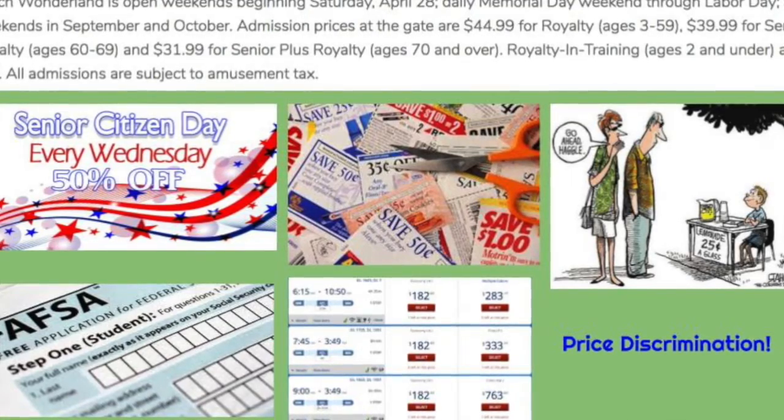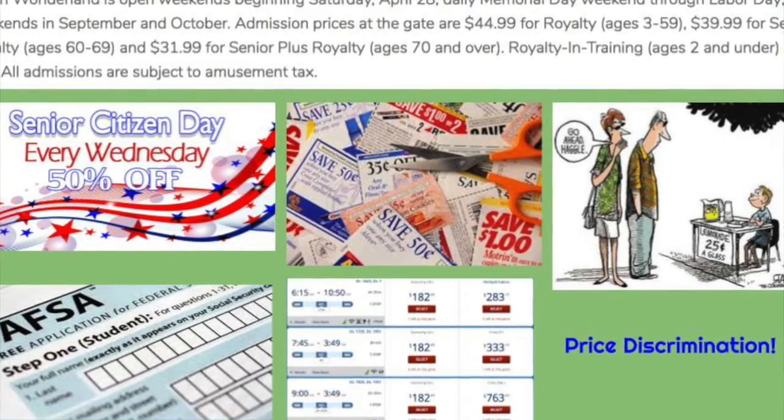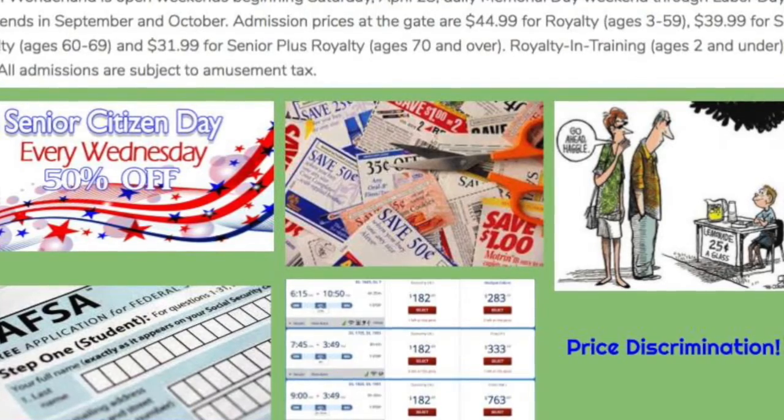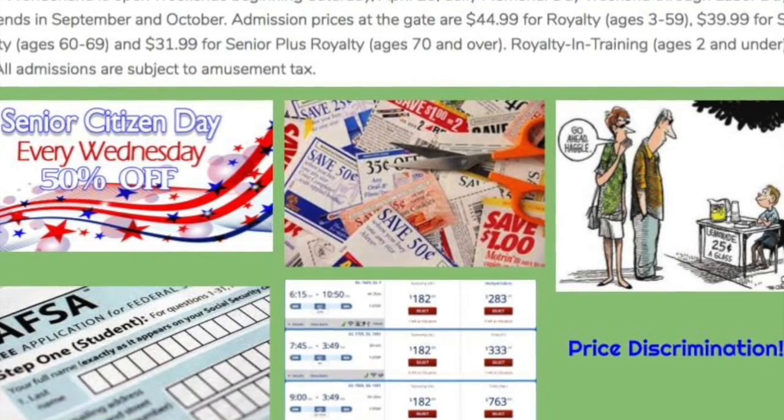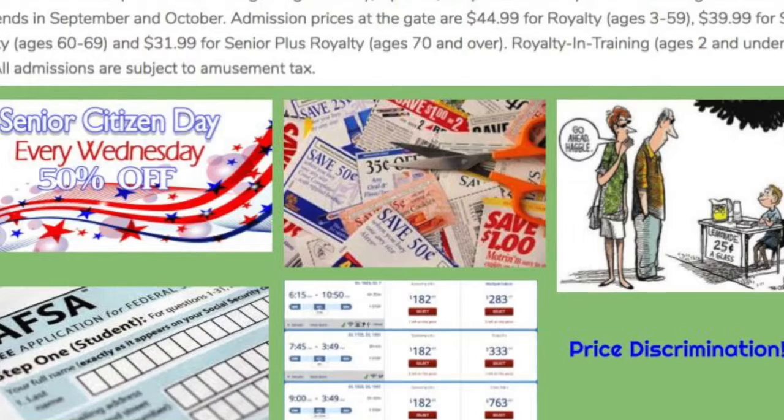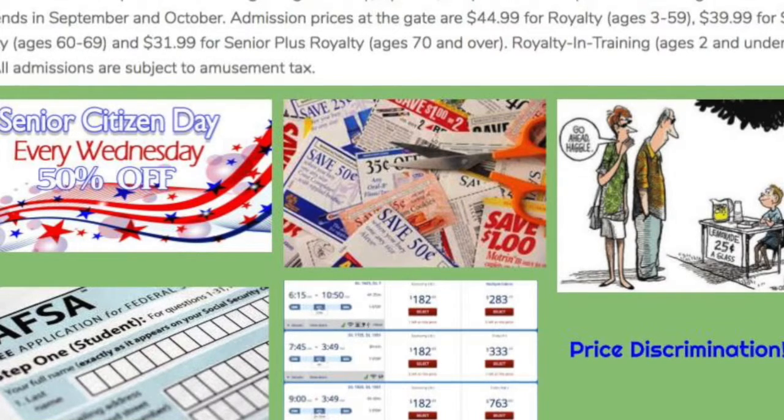Same thing with the image to the bottom of that text box to the left, you have the Senior Citizen Day. Every Wednesday at that particular location, they're going to get 50% off. Another example of price discrimination.